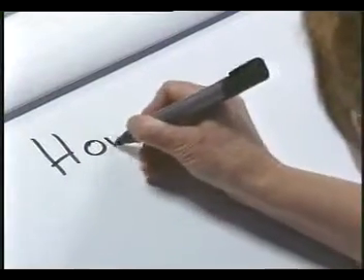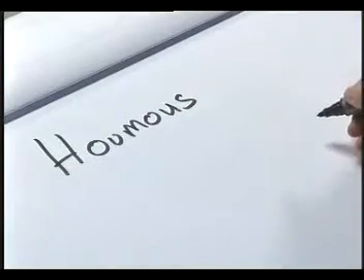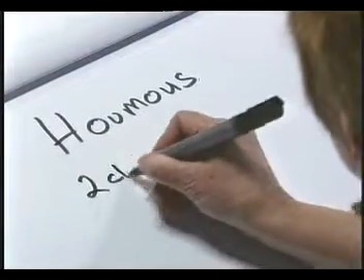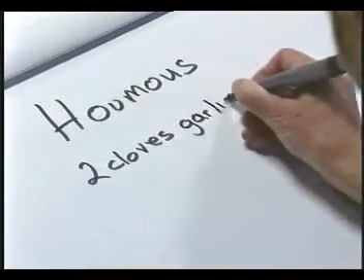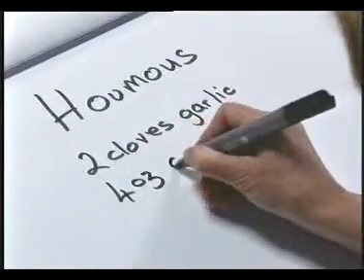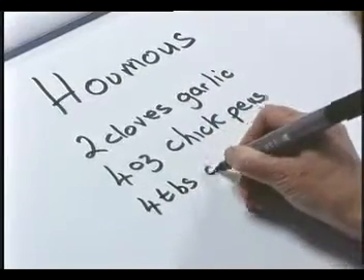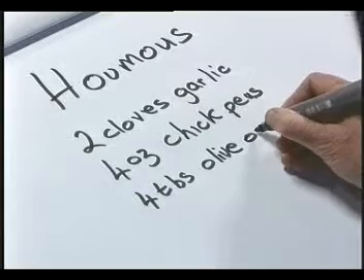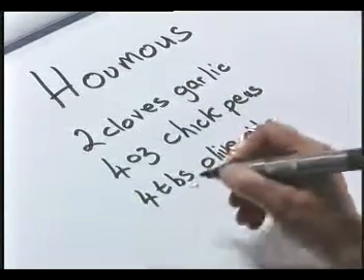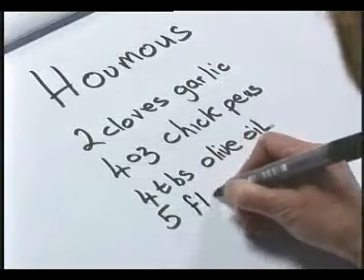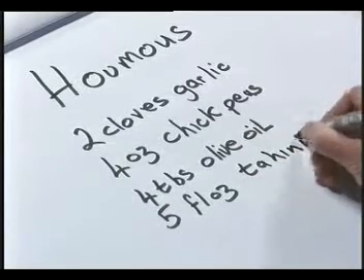Here's another ratio problem involving ingredients. But this time, the ingredients are to make the Greek food hummus. It's usually given as a starter, and there are 4 ingredients. 2 cloves of garlic are combined with 4 ounces of chickpeas and 4 tablespoonfuls of olive oil. I sound a little bit like Delia Smith at this point. And the final secret ingredient is the 5 fluid ounces of tahini paste. Now, when you combine these ingredients together, that's enough for 6 people.